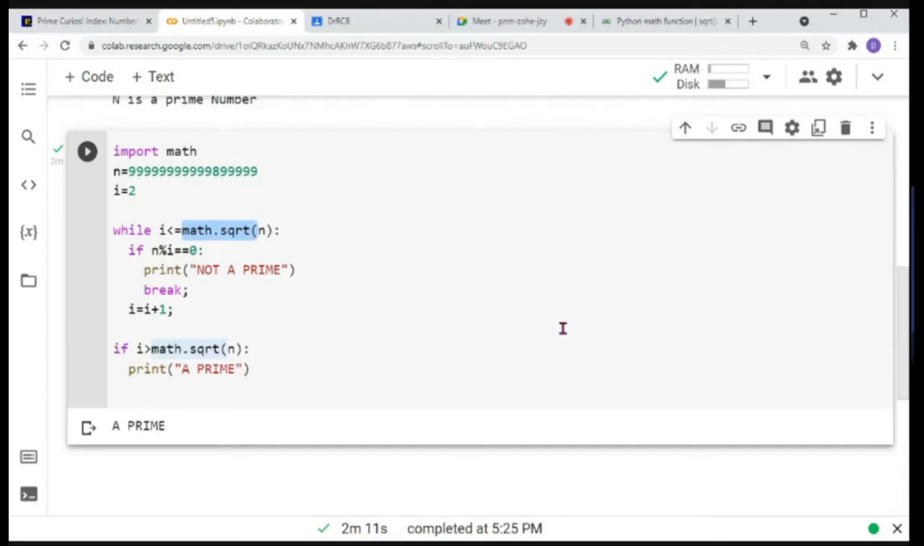To check if the given number is prime or not, what we learned is that checking up to the square root of n is enough to decide whether that given number is prime or not. And it turned out that it is much faster than the brute force approach.